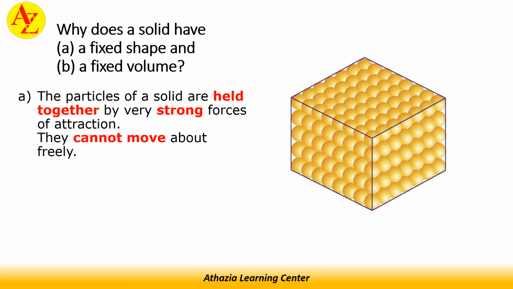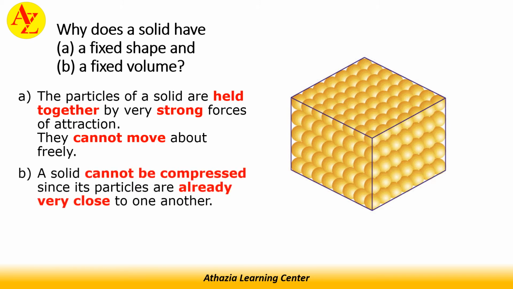Why does a solid have a fixed volume? Because a solid cannot be compressed since its particles are already very close to one another.